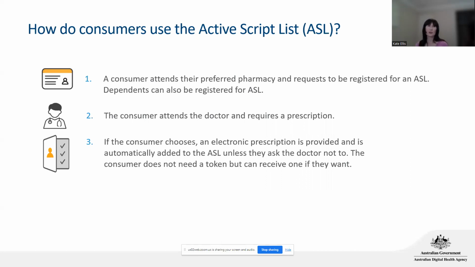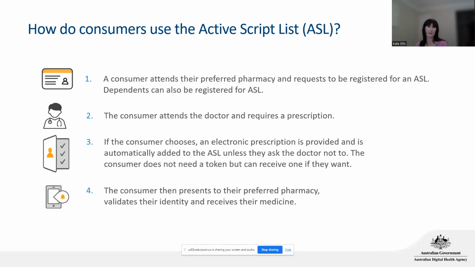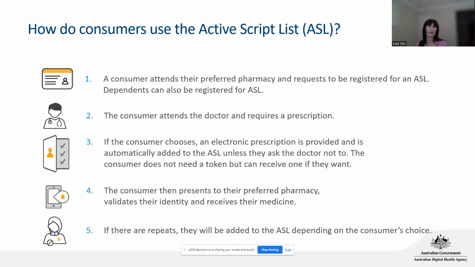But if you choose, say if you want most of your things to go up, but there are a couple of medicines that you are a little bit sensitive about, you don't want everything to go up there, you just want to pick and choose, that's fine too. Just let your doctor know and they can make sure it is or isn't added to the Active Script List. As I mentioned, then once you're on there, you go to your pharmacy, they validate your identity, and then they can issue you with your prescription repeats. That goes back on the Active Script List, and they can give you a medicine.